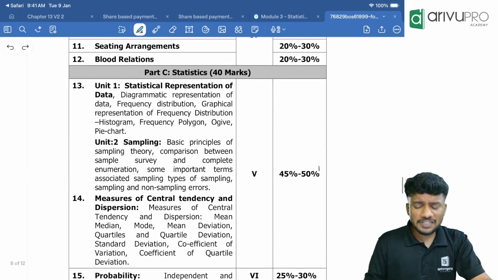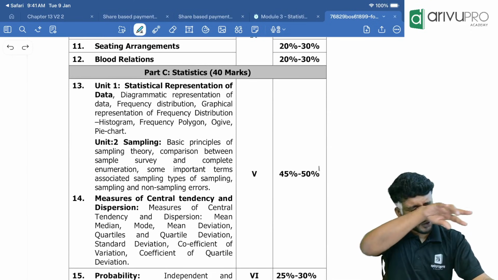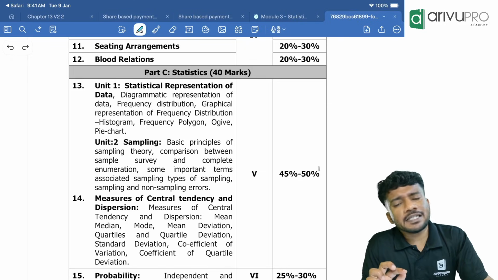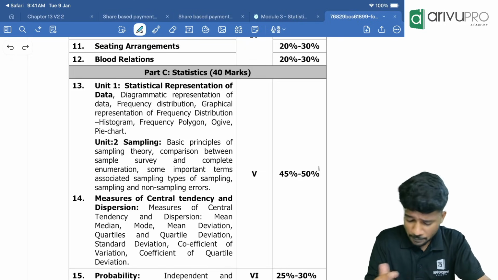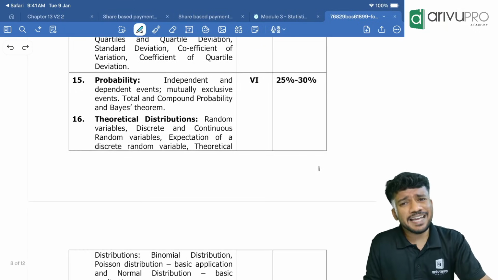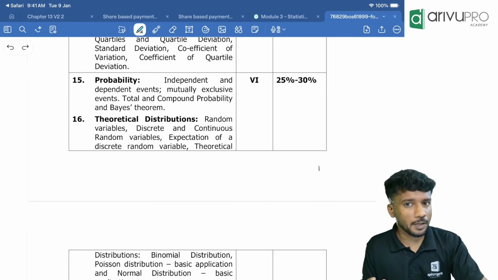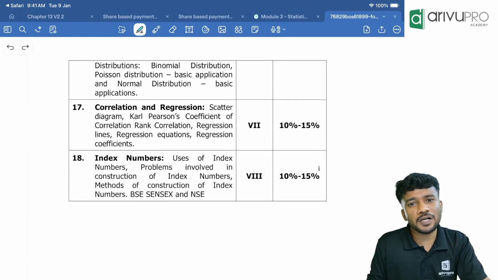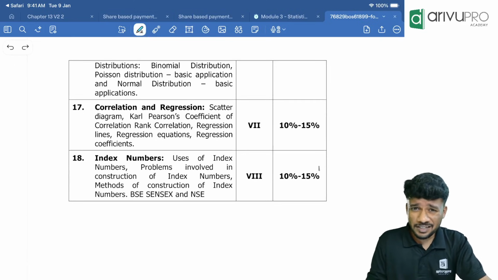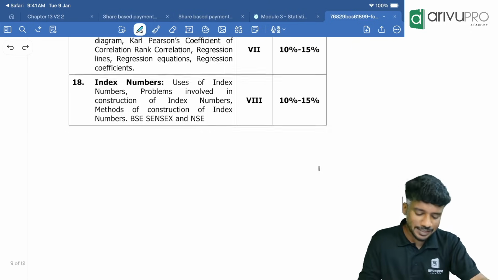Then in stats, chapters 13 and 14 will give you 20 marks. Usually chapter 13 will have 10 marks and chapter 14 will have another 10 marks. Then probability and theoretical distribution, other connected chapters, can give you up to 12 marks. Then for 17 and 18, the usual trend is 6 marks from chapter 18 and 5 marks from chapter 17. That is the usual trend.